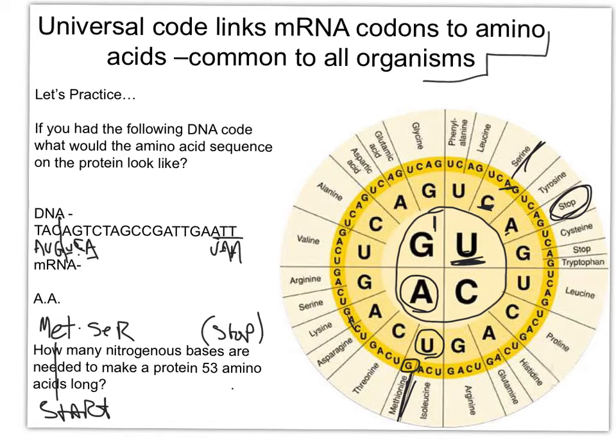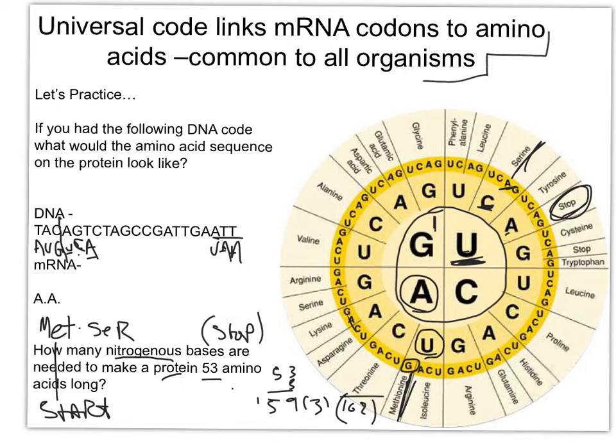And then the question here is how many nitrogenous bases are needed to make a protein that's 53 amino acids long? So how would you do that? You would take 53, multiply it by 3 at least, right? And so that's 159. If you remember, you're going to have a stop codon. You would add another 3 there, say 162.